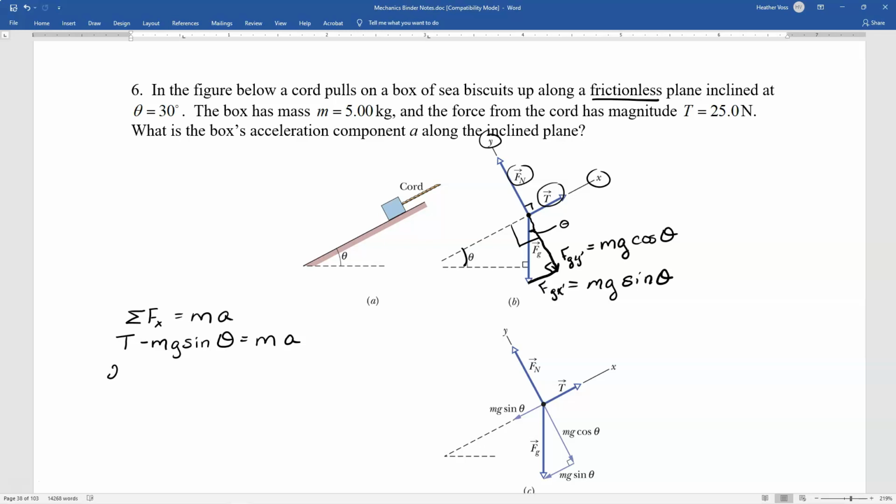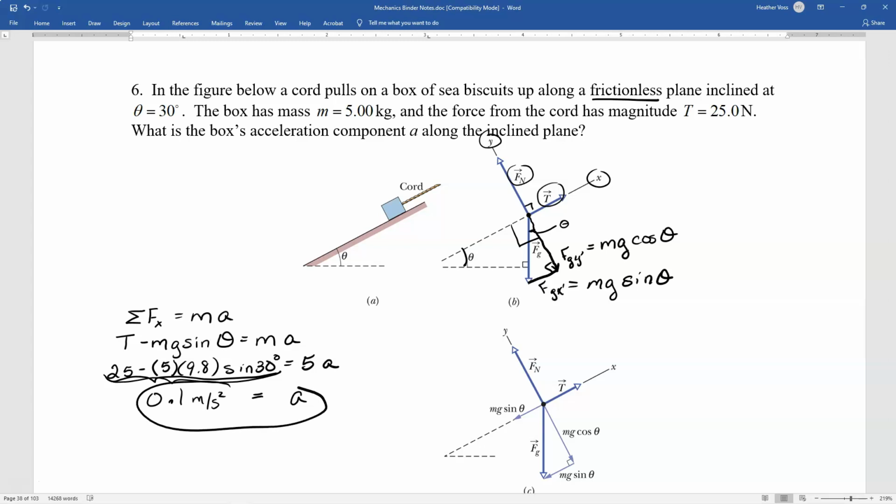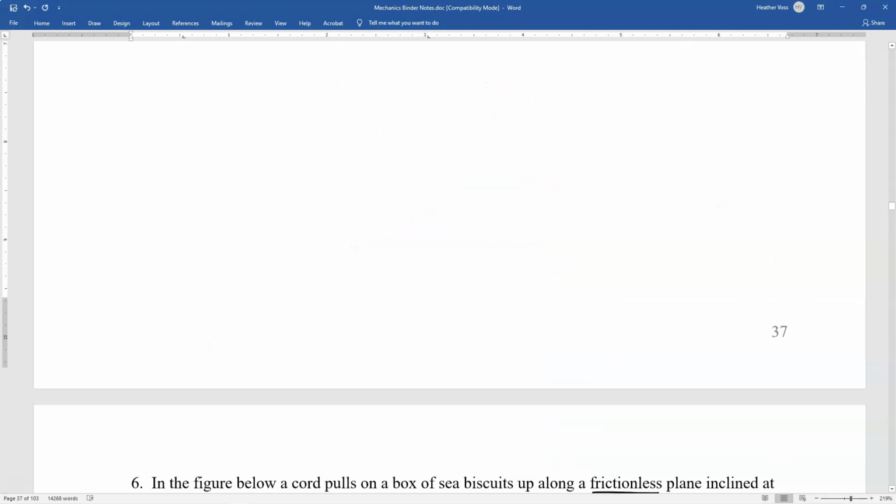So our tension is 25 newtons, our mass is 5 kilograms, our g is 9.8, we have sine of 30 degrees, which works out to be 1/2 if you remember your unit circle, and that's going to give me 5a. Okay, so when I take all of this and I divide it by 5, I'm going to get that my acceleration is about 0.1 meters per second squared, and that is my acceleration that is going to be up the inclined plane. So let's keep going here.